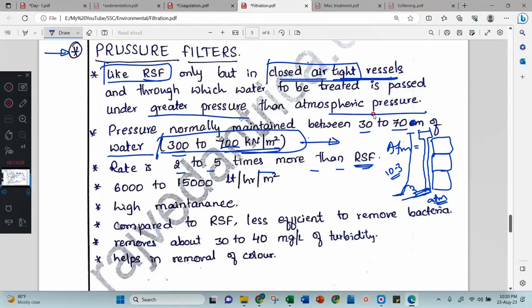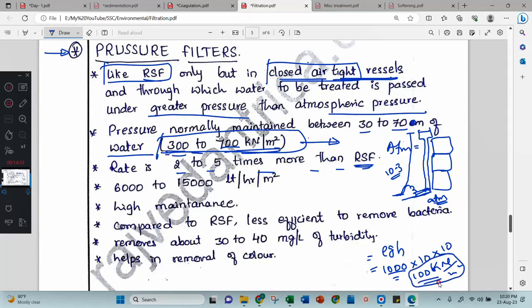Now look at how to convert this one. Rho g h is your answer. Rho 1000 into g 9.81, I will consider 10. Then h is also 10. Then how much is it? 10 into 10 into 10. 10 into 10 is 100, and this 1000 I will write as a K. Now it is Newton per meter square. So 100 kilonewton per meter square is your atmospheric pressure.